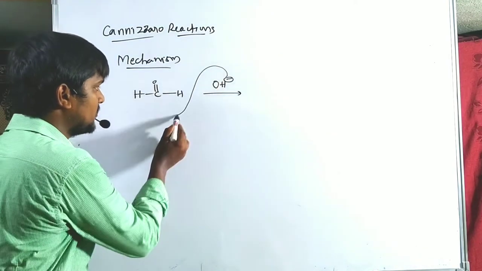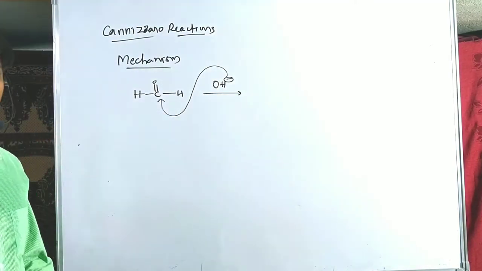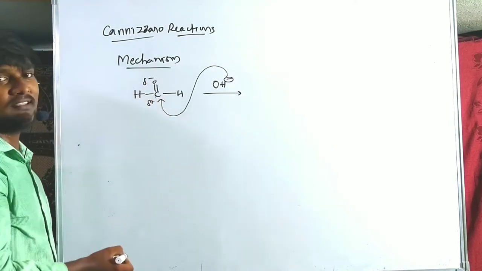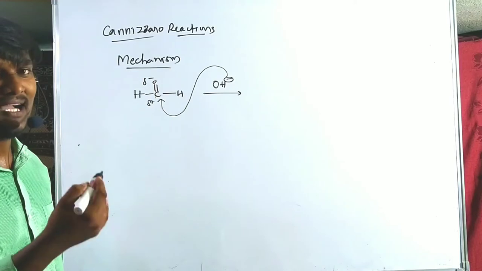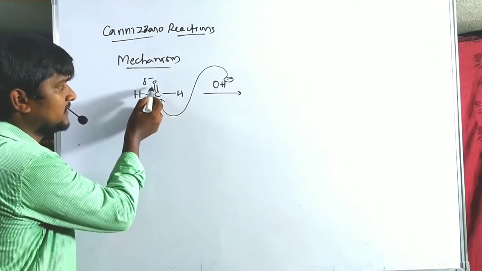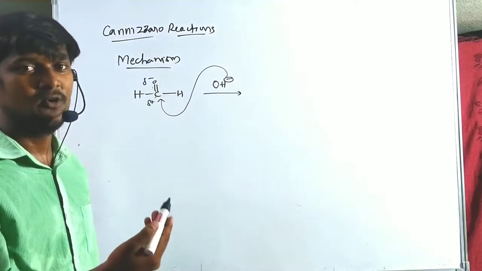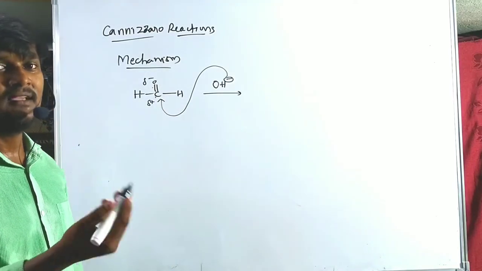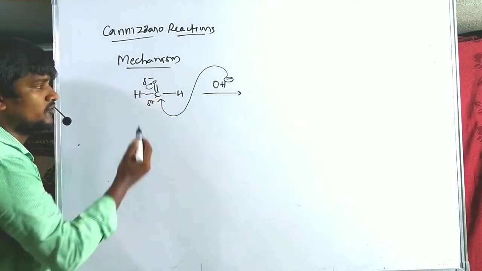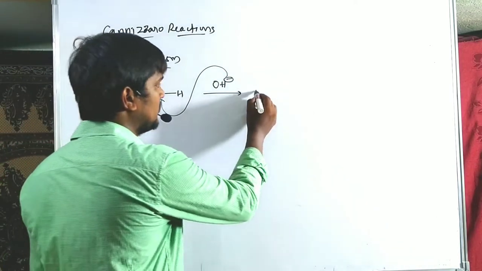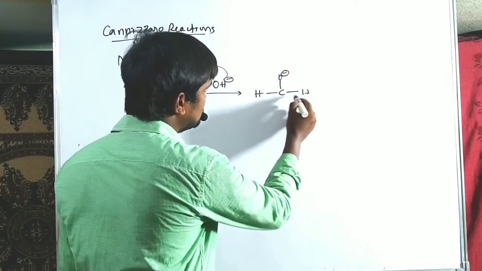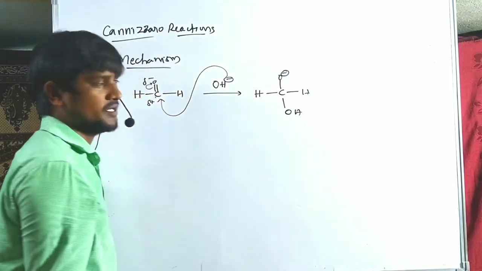This strong base will readily attack the electrophilic center. We already discussed in our previous lectures that the carbonyl carbon is the electrophilic center and the carbonyl oxygen is the nucleophilic center. Now our OH minus attacks the electrophilic center, and then the carbon has more than its valency. That's why one of the weak bonds shifts towards the more electronegative atom, and it shows negative character. So now it forms H-C-O minus with H and OH.